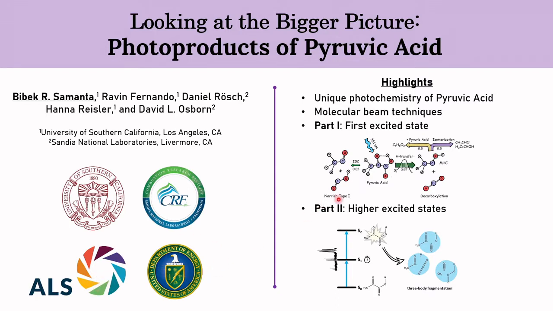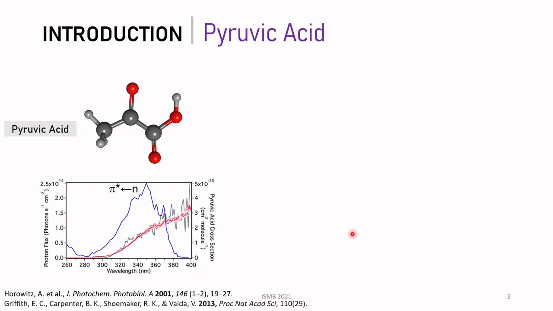In this talk, I have highlighted why pyruvic acid is a good prototype molecule to extend our understanding of keto acids in the atmosphere, and I've divided our results into two parts. The first part focuses on the S1 state where hydrogen tunneling plays an important role, and the second part deals with the higher excited states where the molecule fragments and explodes.